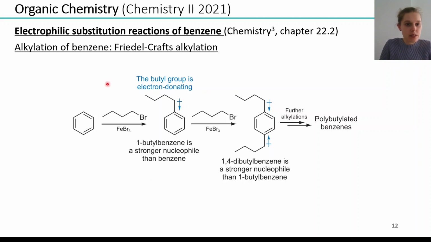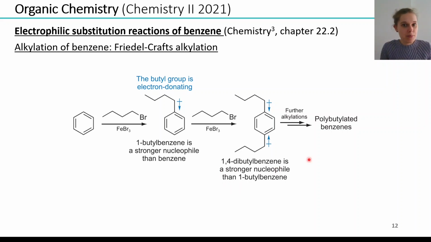So we start with normal Friedel-Crafts alkylation, and then we end up with this 1-butyl benzene as first reaction product. Now you can see, based on this electron donating effect, we push the electron density into the ring, and therefore the ring gets more nucleophilic, and this favors further electrophilic substitution reactions. So then we continue the same type of reaction, and we will end up with 1,4-dibutyl benzene, which is a stronger nucleophile than 1-butyl benzene.